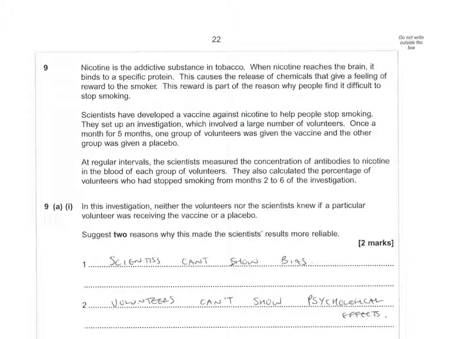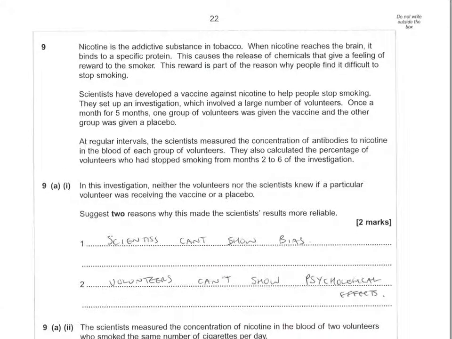This question was pretty tricky. Right, with this question, I'm just going to show you a couple of things that you should have picked out from the text. So first of all, nicotine, when it reaches the brain, this bit here, it binds to a specific protein. So when that happens, you get reward to the smoker, and that's why people find it difficult to stop smoking. Got a large number of volunteers, very few people picked that up. And it's once a month for 5 months. The experiment only lasts 5 months, and you do have a placebo, so you do have a control.